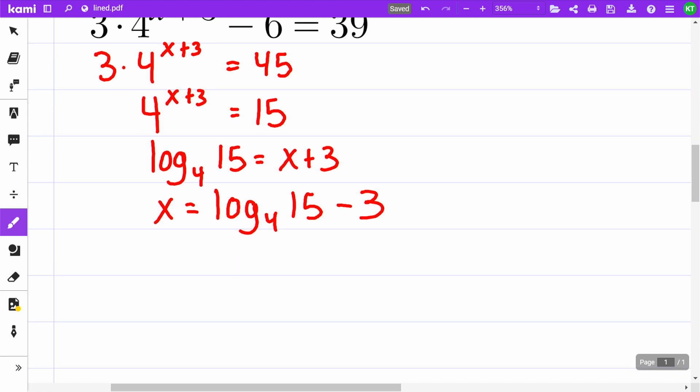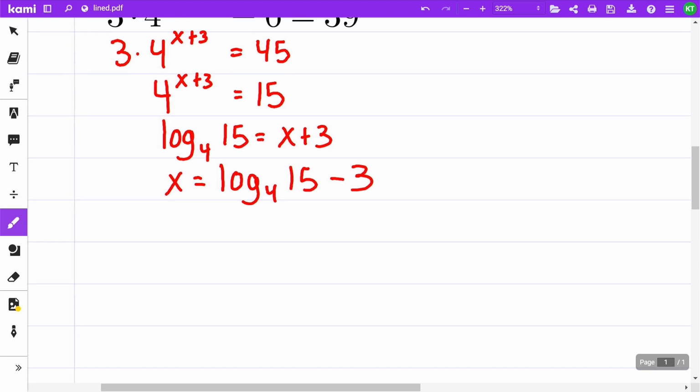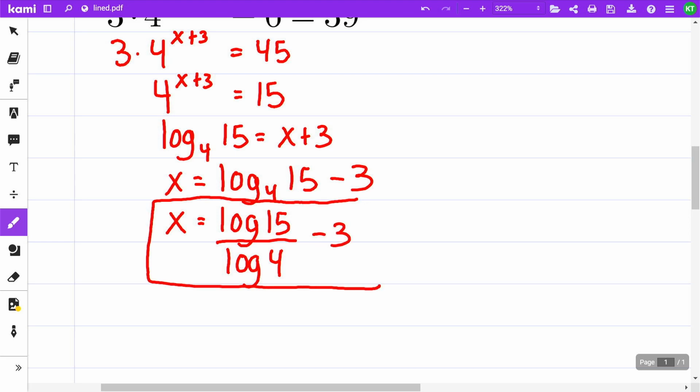And you may think you're done here because now again we have x equal, but I can still convert a question like this into common log form, specifically just my log section here. So I can convert this as x is equal to log of 15 divided by log 4, minus 3. And so this right here would wind up being my final answer when written as a common log.